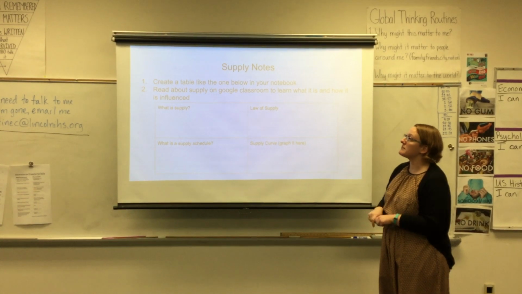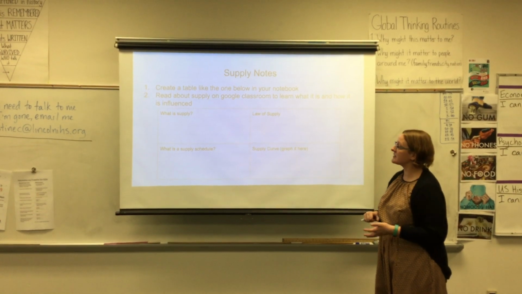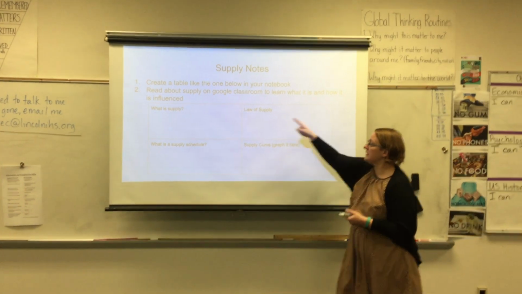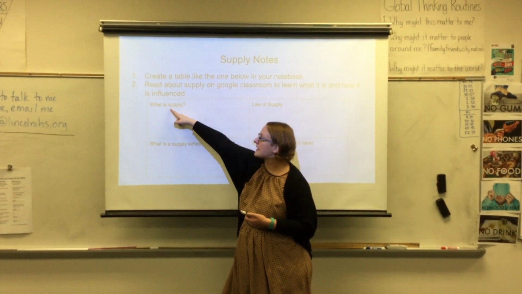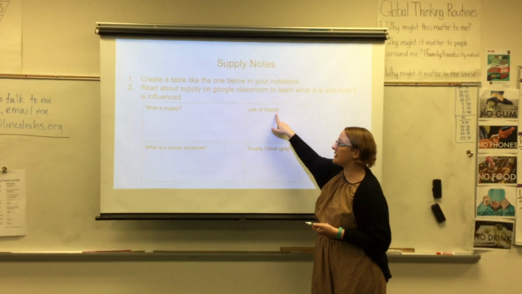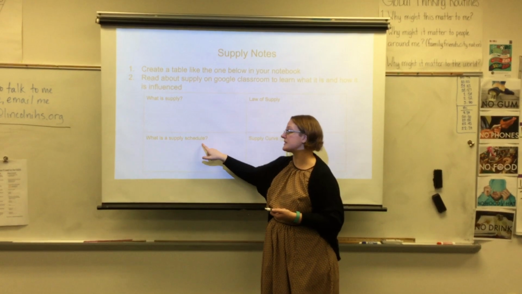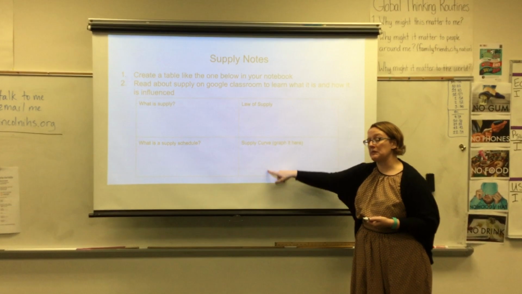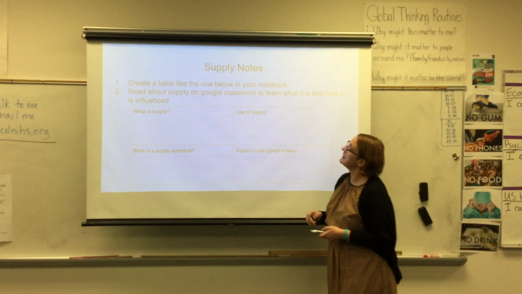Now, just like you did on Monday, you are going to do supply notes. On Monday, you did this with demand. It's going to be very similar. So draw this table in your notes, divide it into 4 boxes, just like you did with demand. In the first box, you're going to write what is supply. In the second box, the law of supply. In the third, what is a supply schedule? This is a little bit different than demand. And then finally, draw a supply curve here. Remember, you don't need to include the numbers, you just have to show me which direction the line is going.